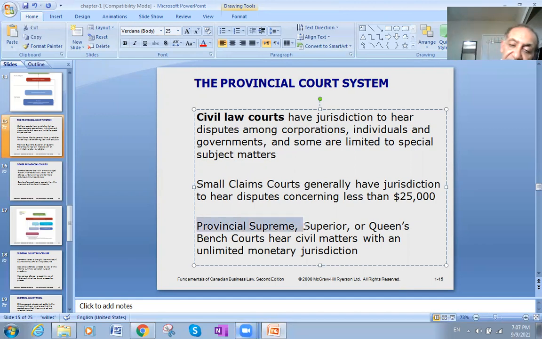The provincial supreme and superior or Queen's Bench courts hear civil matters with an unlimited monetary jurisdiction. So $25,000 and more will be under the supervision of the provincial supreme or superior or Queen's Bench courts. Those are for any amount more than $25,000. Less than $25,000 will go to the small claims courts.